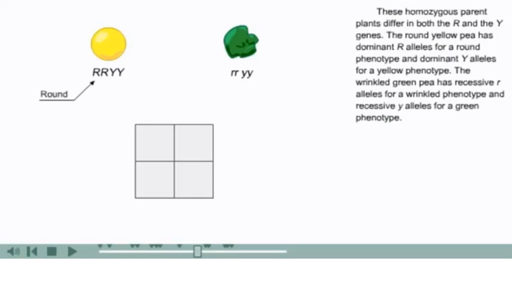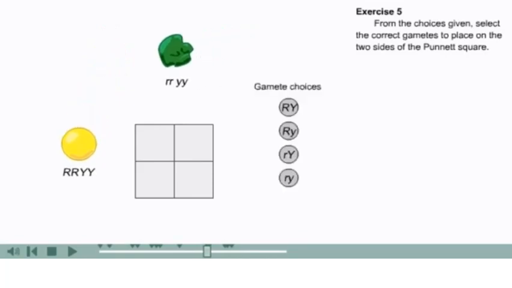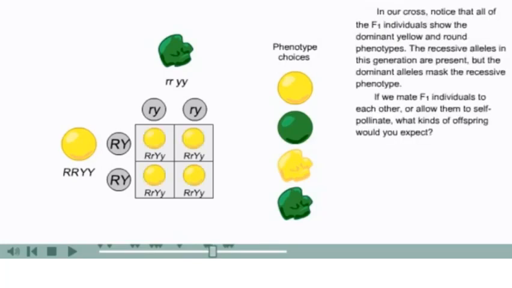Please look at this. These are homozygous parent plants that differ in both the R and the Y genes. Look here. The round yellow pea has dominant R for a round phenotype and dominant Y for a yellow phenotype. The wrinkled green pea has recessive r. From the choices given, select the correct gamete to place on the two sides. Pause here and try it yourself.